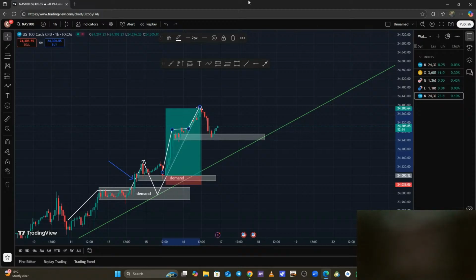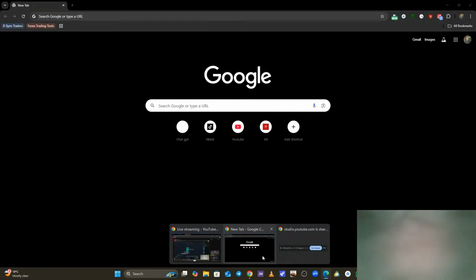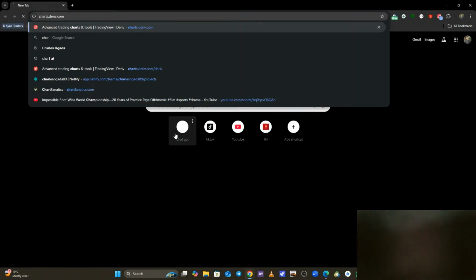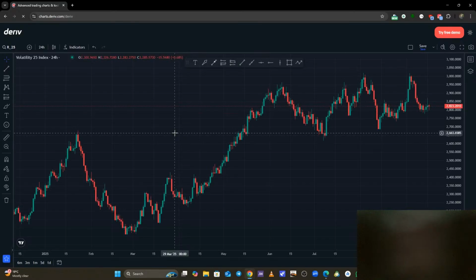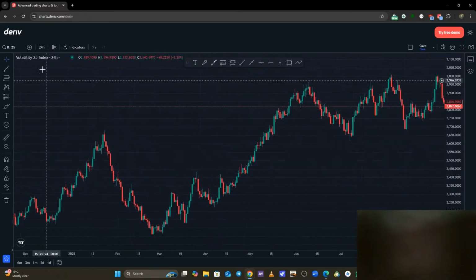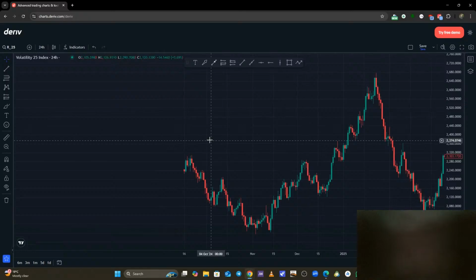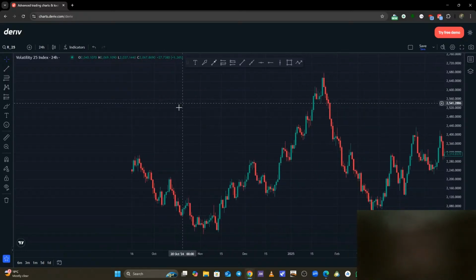Okay, let me show you something on synthetic indices that I've been using for quite some time. Let me just go to charts.deriv. Then the first screenshot you'll see. Okay, next class I'll teach price action. Let me just stick to the 24 hours. Then I want to go from the beginning of this chart.